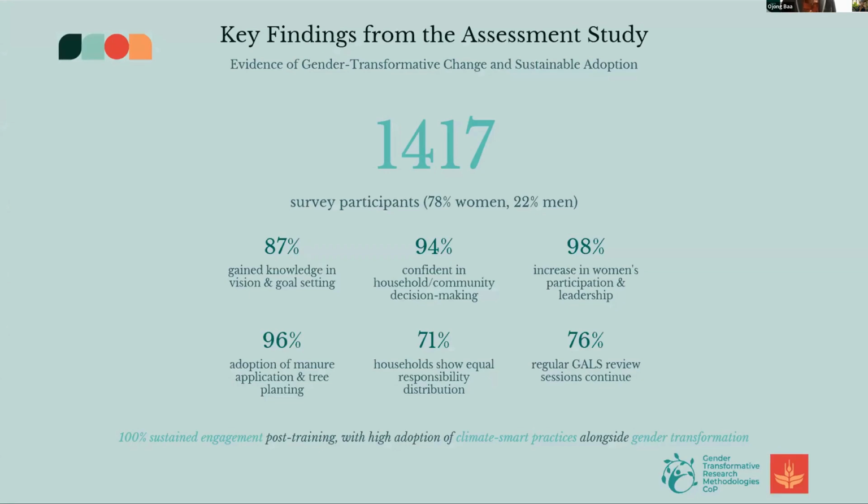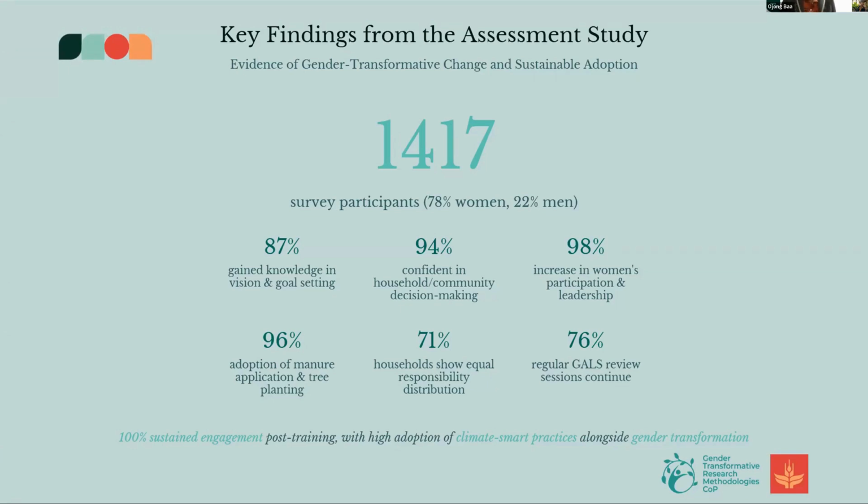But when we came back last year to do an impact assessment, we now had a draft of this GALS for Gender Transformative Research. So it gave us an opportunity to use a robust MEL assessment tool in this process of understanding change within sustainable adoption. We went in and worked with 1,417 participants for the assessment, and this came from the 4,095 households we had worked with.